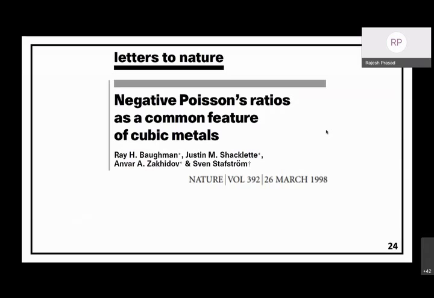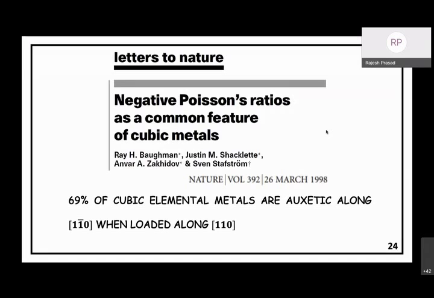And here is an article written in 1998 in Nature: negative Poisson ratio as a common feature of cubic metals. Actually, it is common. The copper which I showed you is not so special in having that negative Poisson ratio. Most metals, 69% of the cubic elemental metals which these people studied, showed they are auxetic. Auxetic means showing negative Poisson ratio along the 110 direction, the 1 bar 0 direction, when loaded along the 110 direction. So that is the condition which we were showing you for copper.